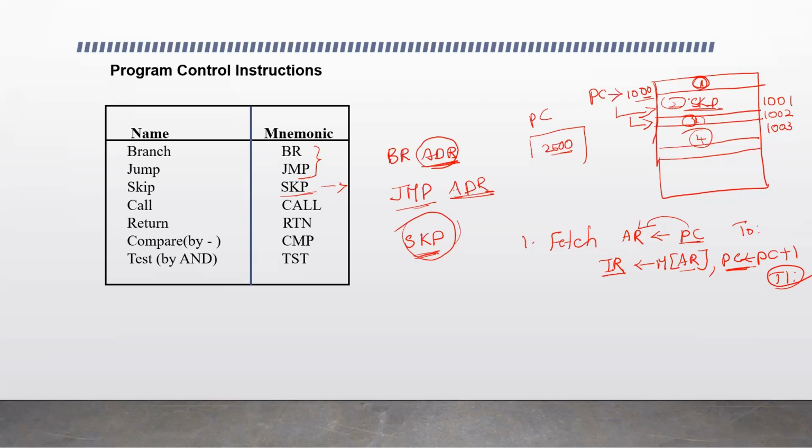During the execution of this instruction, which is a program control instruction, the meaning is to skip the next instruction. How can that be done? The program counter value needs to be changed, because PC is pointing to the next instruction. To skip the next instruction, PC is incremented, so PC will be pointing to the fourth instruction. This way the third instruction is skipped. This is done using this increment of PC in the execution phase.